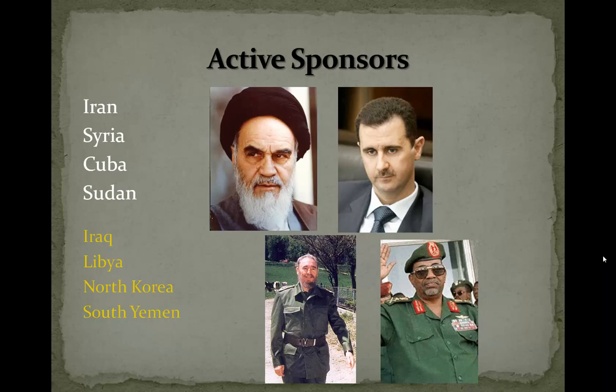South Yemen was also on the list from 1979 to 1990, largely for supporting several left-wing terrorist groups during the Cold War, but it was taken off the list when it merged with North Yemen.